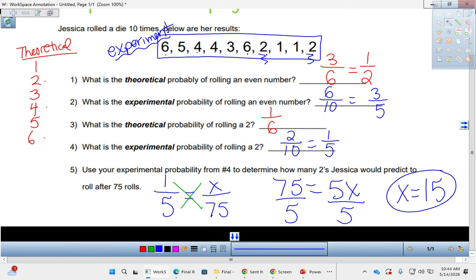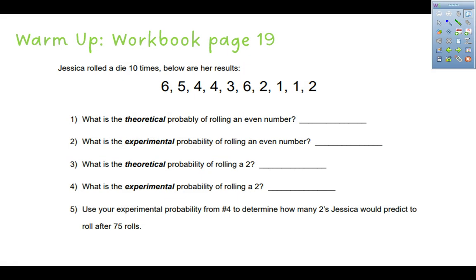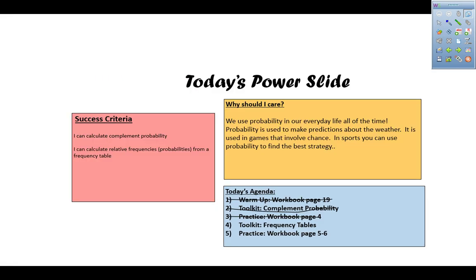Experimental versus theoretical, okay? For now, we're going to ignore this idea of complement probability from yesterday, and we'll get back to it when we can. It's pretty simple, it's pretty short, so we'll get to it throughout this unit when we get a chance. But for today's sake, we're going to keep moving on with the new unit, and we're going to work on relative frequencies.